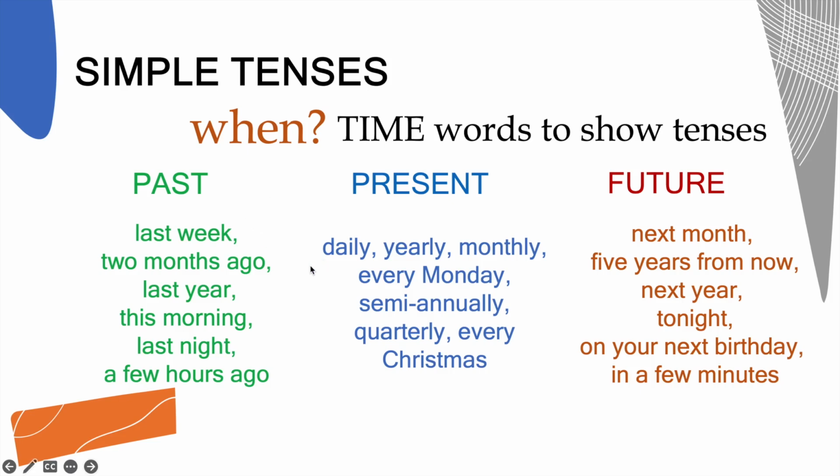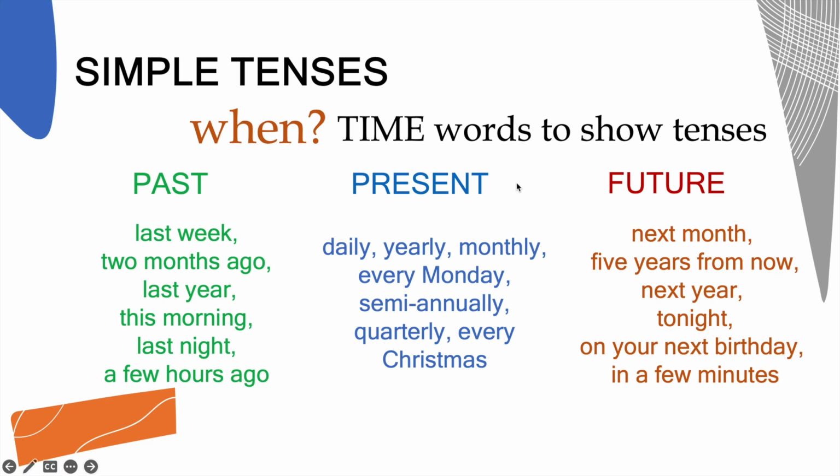Let's do the past first. Yesterday, or any time word that falls under the finished category. For your markers for the past, you have last week, 2 months ago, last year, this morning, last night, a few hours ago. It would also be good to remember that time words for past usually have the word last or ago.